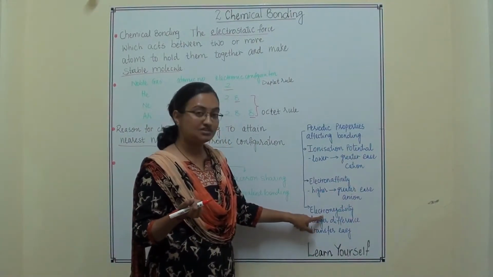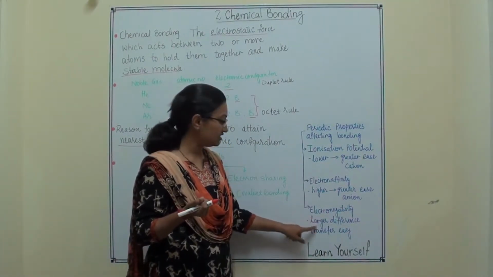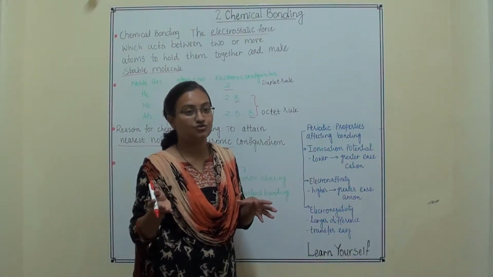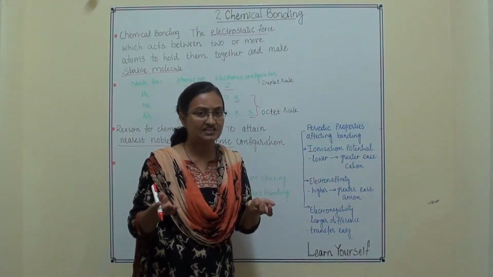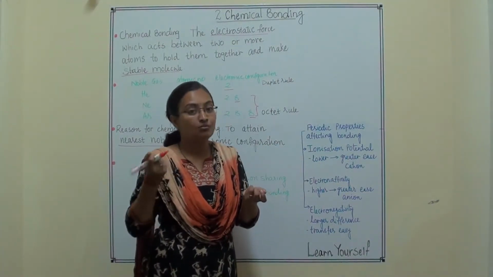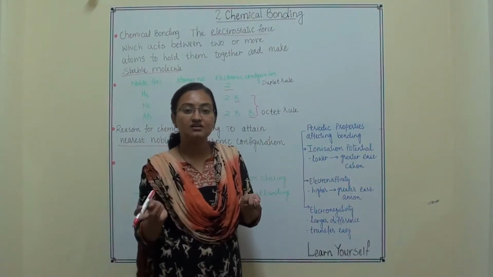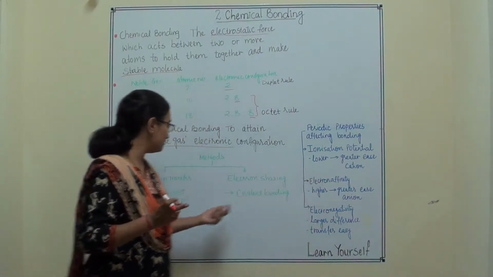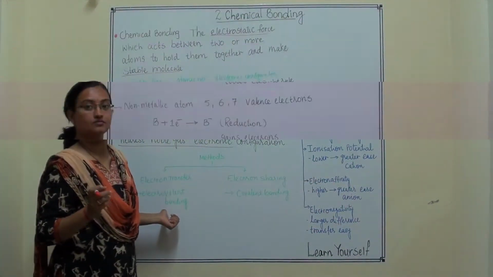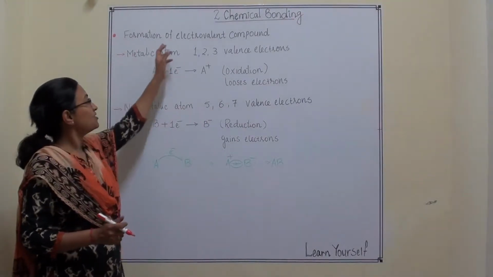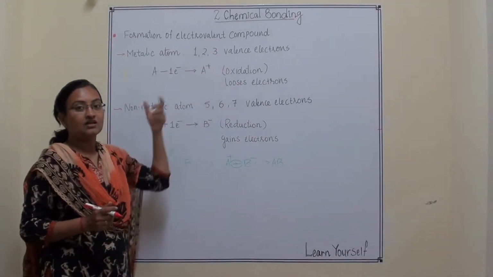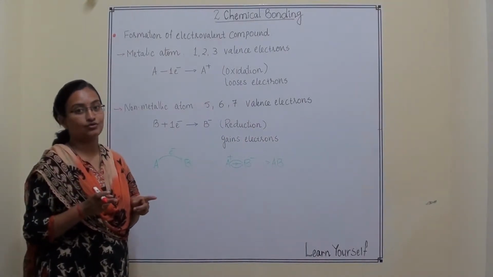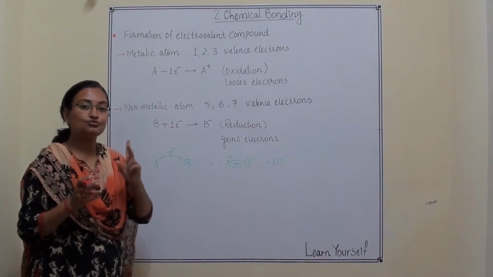Then electronegativity difference. As the electronegativity difference is higher, there is more possibility of transfer of electrons. One atom has very low electronegativity and one atom has high electronegativity, so it will be easy for them to transfer an electron. We'll see this in detail when we see electrovalent bonding. Now we will see the formation of electrovalent compounds. Electrovalent bonding happens through a transfer of electrons. So in that there will be two kinds of atoms.